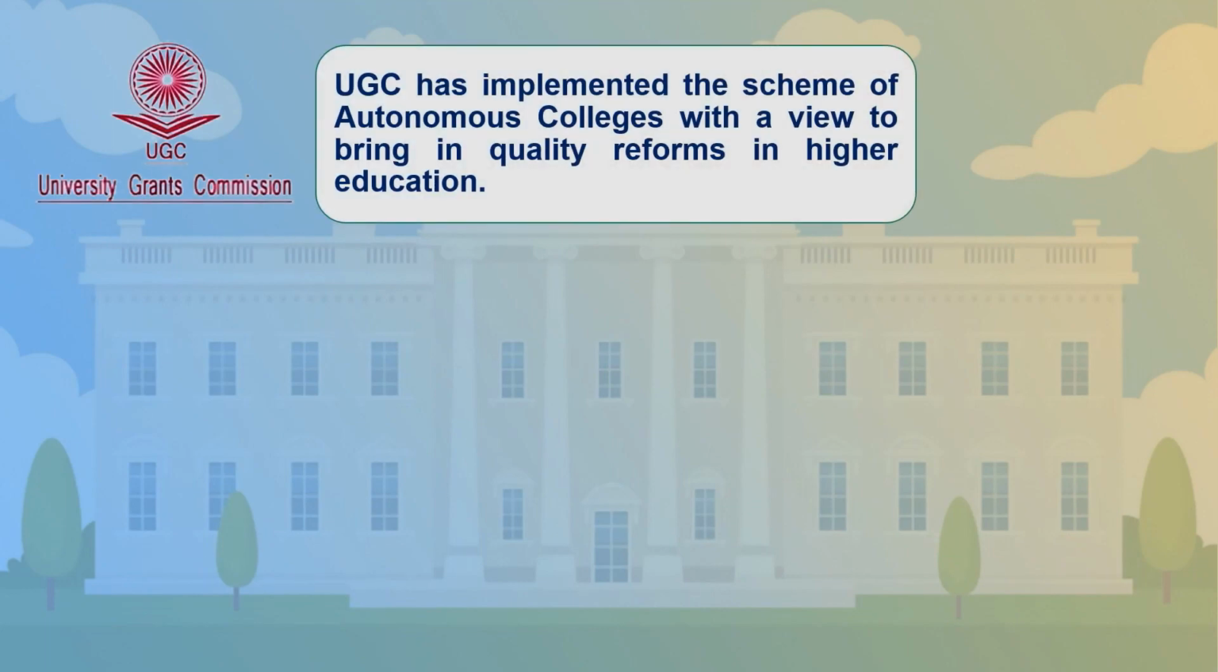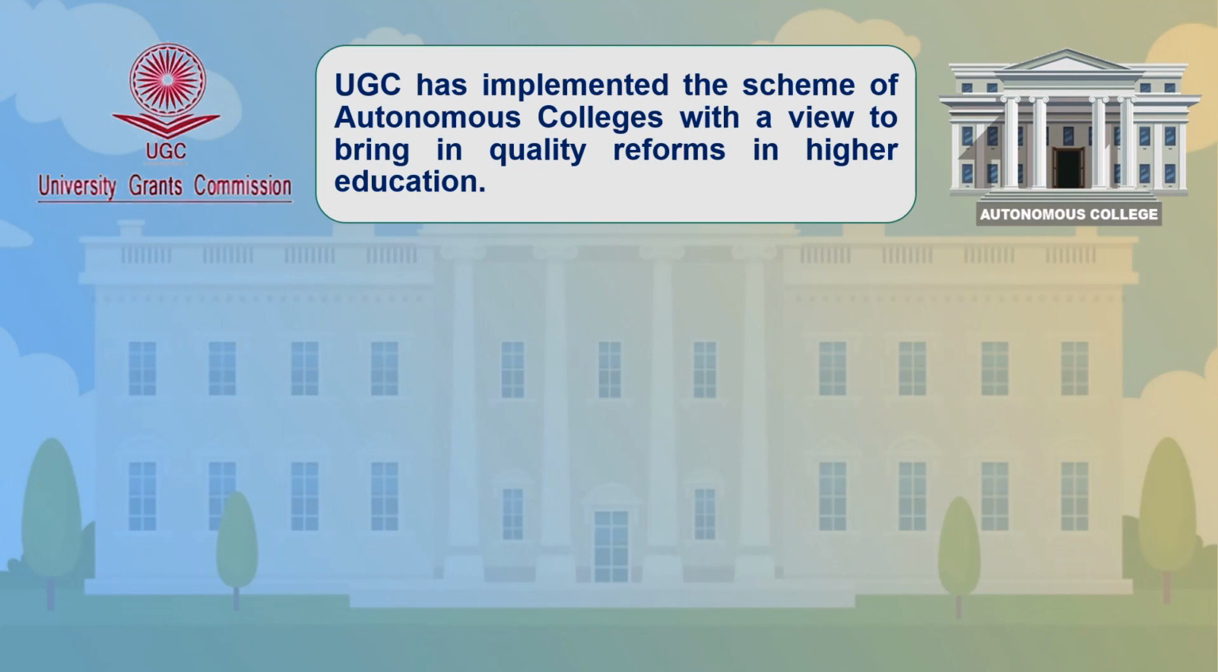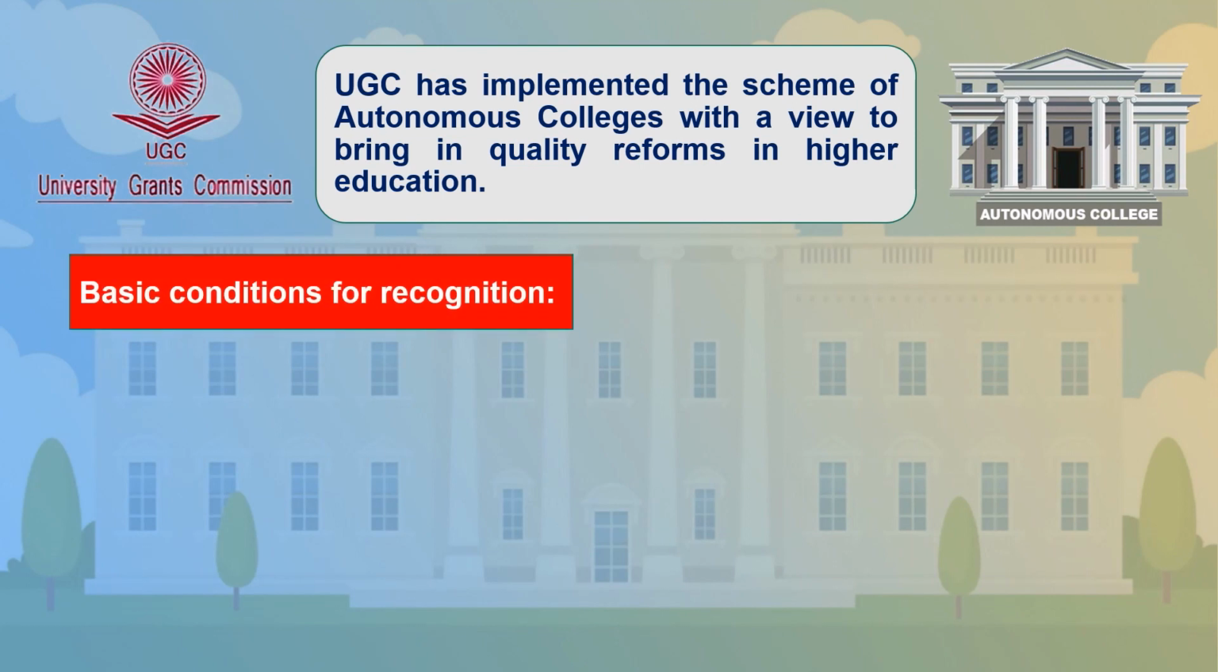UGC has implemented the scheme of autonomous colleges with a view to bring in quality reforms in higher education. Any college under a university can apply for autonomous status to UGC, but the Commission may, in consultation with the university concerned, recognize a college under clause F of section 2 of the UGC Act. Certainly, there are some basic conditions for recognition.